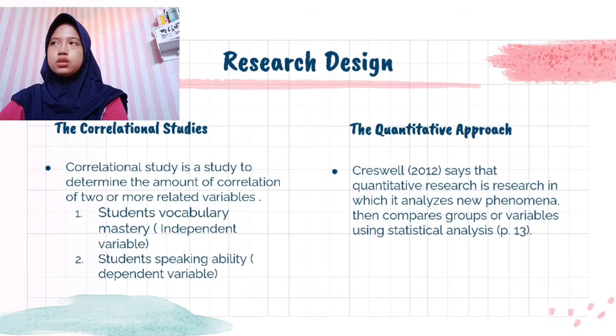In this study, there are two kinds of variable. The first one is students' vocabulary mastery as an independent variable, and the second is students' English speaking ability as a dependent variable. According to Creswell 2012, the independent variable is a variable that affects the result of the other variable, while the dependent variable is a variable that depends on the independent variable.